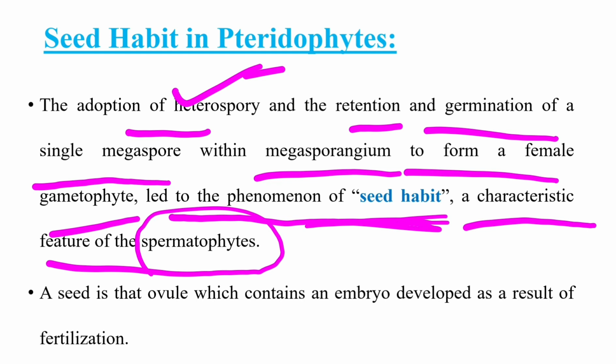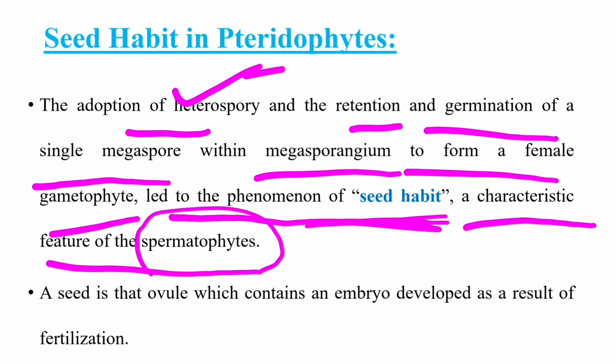Gymnosperm and angiosperm produce seed, but pteridophytes show some characteristic features which are related to seed habit. So the number one point is heterospory. It is a very important prerequisite of seed habit. Heterospory, retention of megaspore within megasporangium, germination of a single megaspore when it is inside the megasporangium.